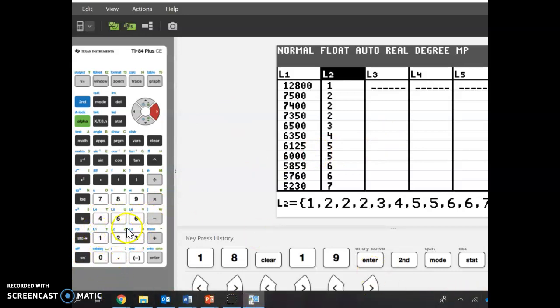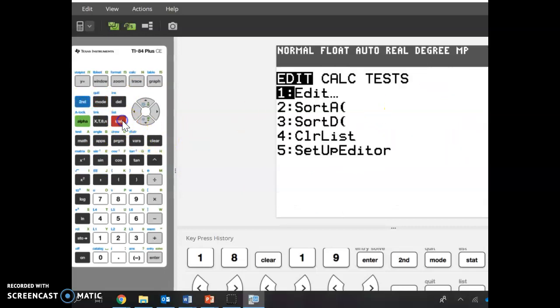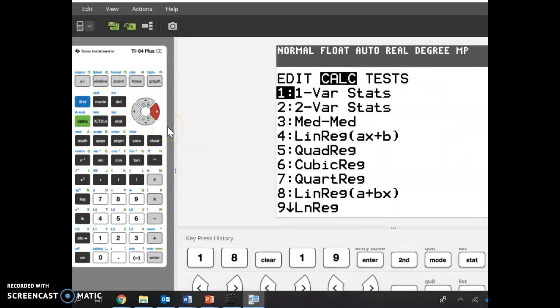They're L1, L2, L3, L4, L5, L6. You just need to hit the blue button. So you have to enter your data, so we do that first. Enter all the data. Boom. Got that all in. Then I'm going to go to second quit. I close out, and then I go back into stat. Don't go into edit. Go to calc.